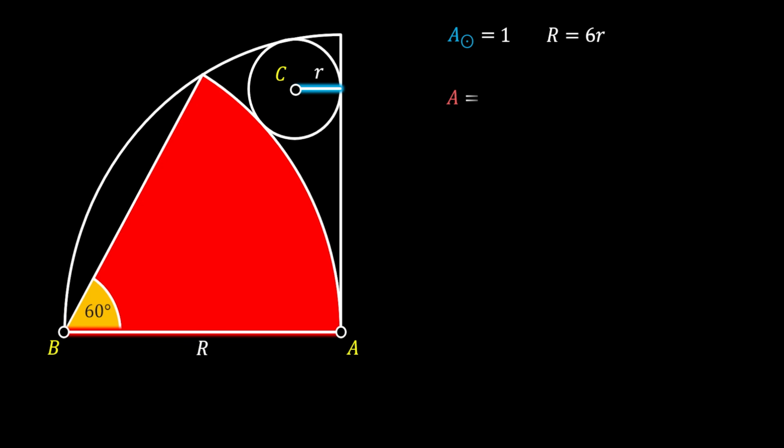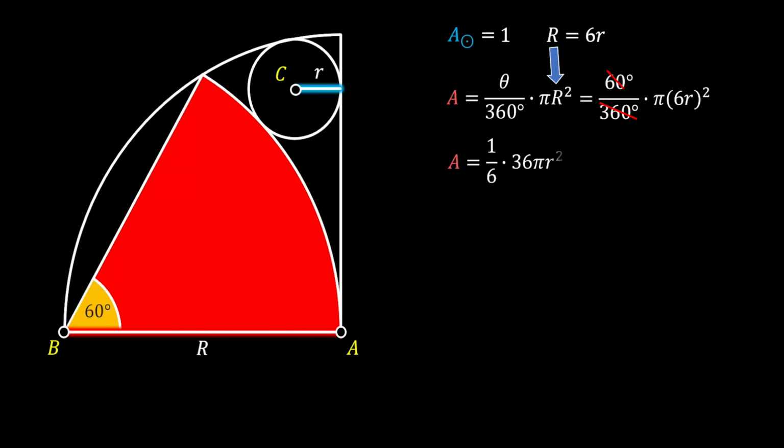We can use the formula for the area of the circular sector, where theta is the central angle, and we can substitute the value of theta, but we can also substitute the value of 6 small r for capital R and get the following. Now we can do some simplifications and put the value of 6r to the square. Then we will simplify 6 and 36 and get that our red area equals 6 times pi small r squared.